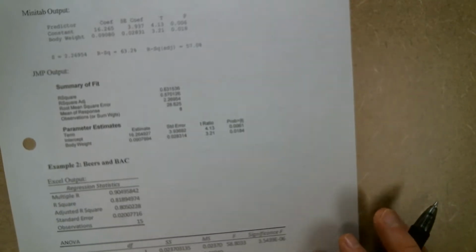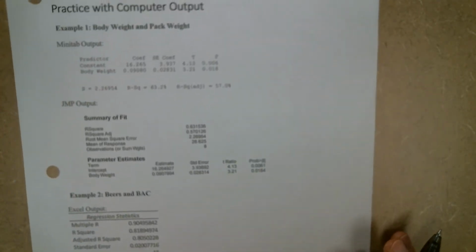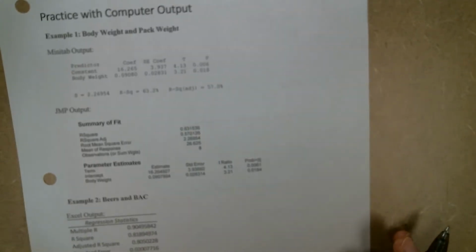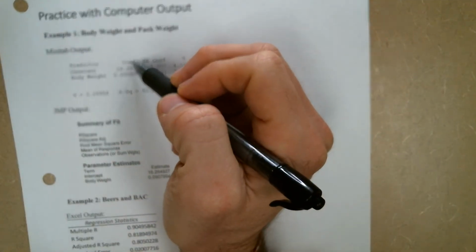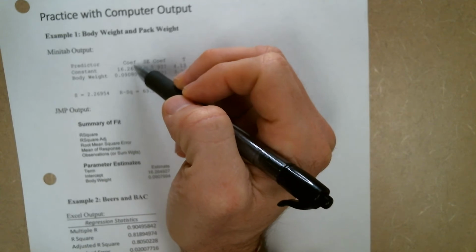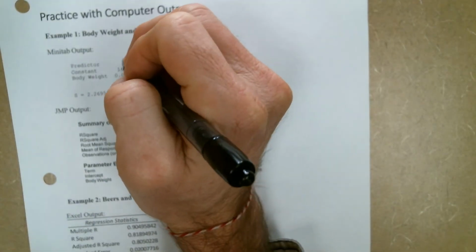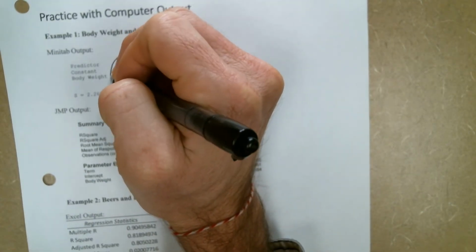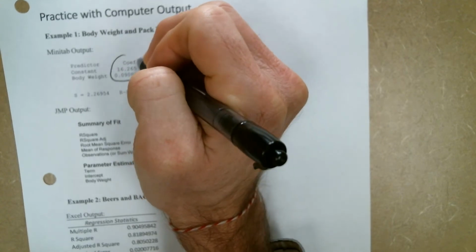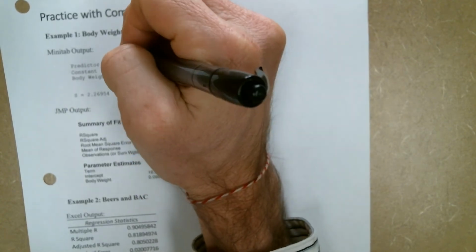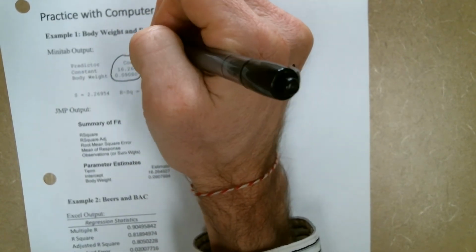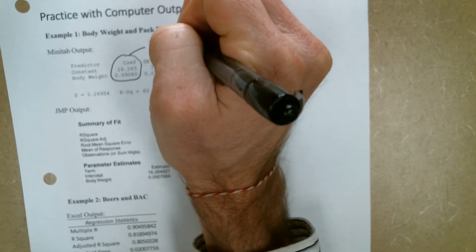You won't be doing it on your calculator. You'll be doing it using some sort of statistical package. All right, so let's take a look at this first one here. So the coefficients are what we're generally going to use for our equations. So right here in this Minitab output, the coefficients are going to be what you use as the equation.